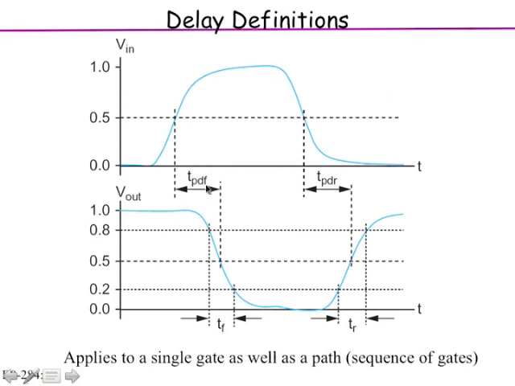And if you see here, this is labeled as TPDF, that is propagation delay falling. And similarly, you have TPDR, propagation delay rising. So typically when we talk of the delay of a gate or the delay of a path, this propagation delay is what we are referring to. How long does it take for the output to cross 50% from the time the input has crossed 50%, where 50% is the 50% of the two extreme voltages.